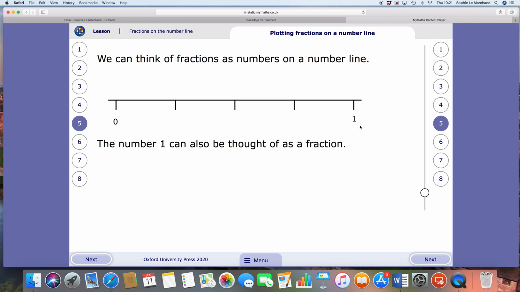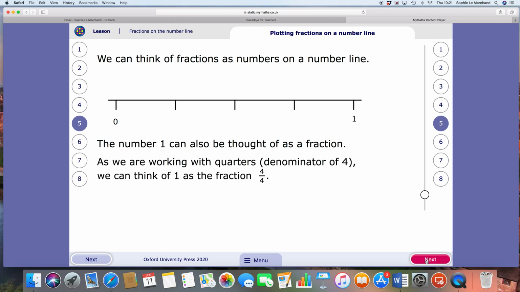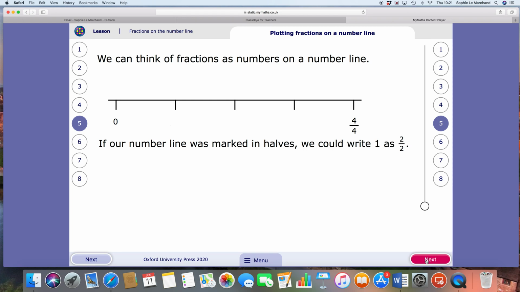The number 1 can also be thought of as a fraction. As we are working with quarters, so a denominator of 4, we can think of 1 as the fraction 4/4. So 1/2 is the same as 4/4. If our number line was marked in halves, we could write 1, or 1/2, as 2/2. If our number line was marked in thirds, we could write 1 as 3/3.